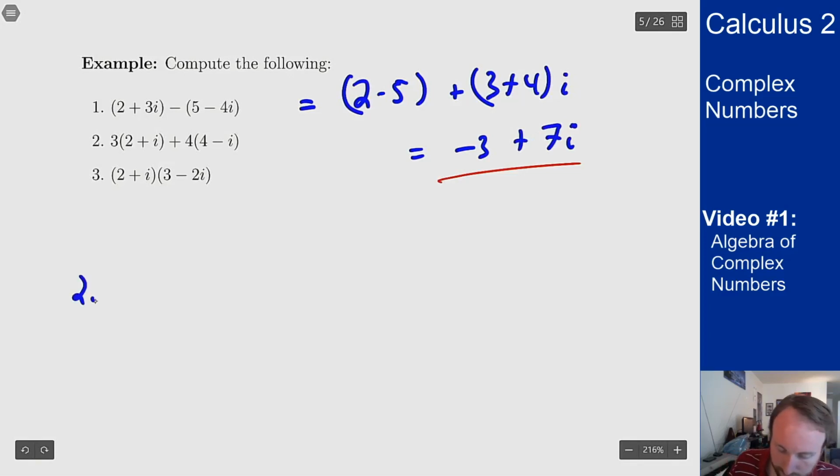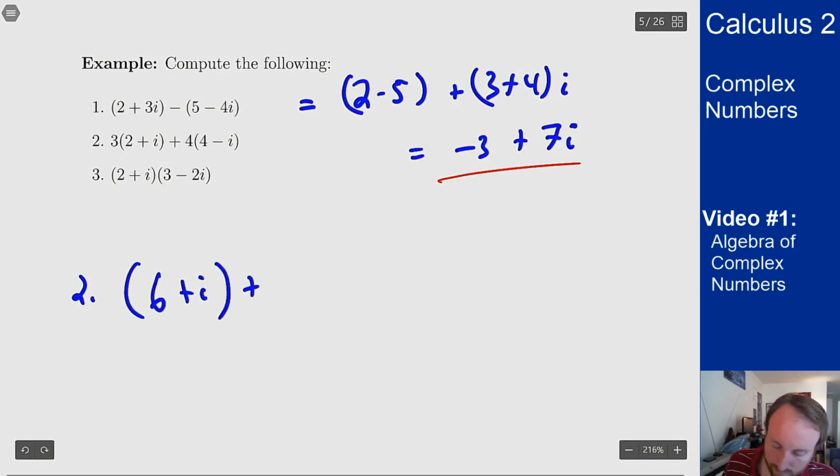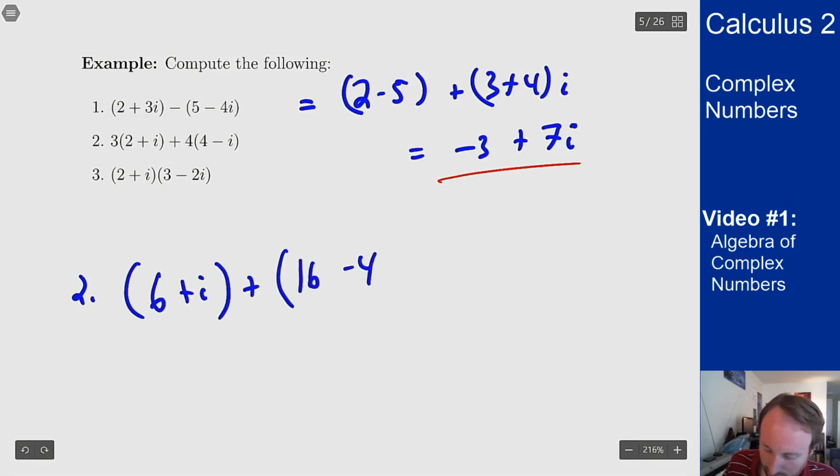For the second, I first want to distribute the 3 inside, which I can do. It's the same thing as multiplying by a real number. It doesn't change anything about what's going on. If I distribute that inside, I get a 6 plus 3i, plus, distributing the 4 inside, 16 minus 4i. Now I can just add these together: 22 minus i.